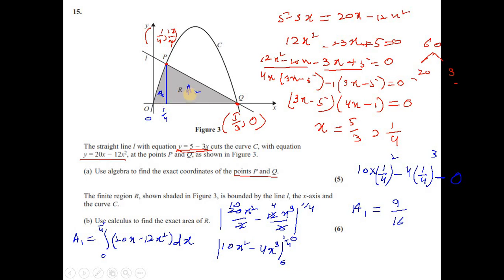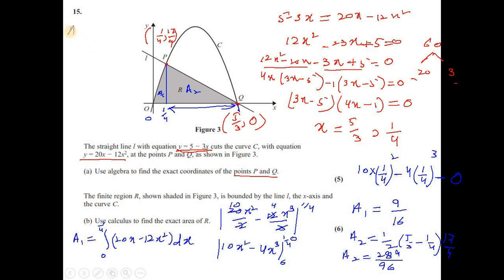Clearly for A2, you can figure out the area of A2 as the area of a triangle. So A2 would be equal to half of base times height. Base means from here till here, which is 5 by 3 minus 1 by 4. So half of base, 5 by 3 minus 1 by 4, into height. Height is this one, and this is the y coordinate, 17 by 4. Then simplify this. So you have A2 as 289 by 96. And then total area A would be equal to the sum of these two.